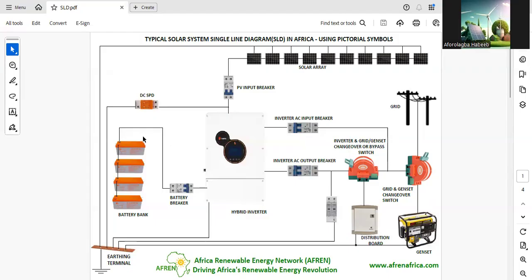And we have the batteries, then we have the solar array. Then we make major use of hybrid inverters that can accept AC input from the grid or genset. That is why we have this. So the inverter AC input breaker is here. The inverter AC output breaker is here. You have the SPD here, distribution board here.